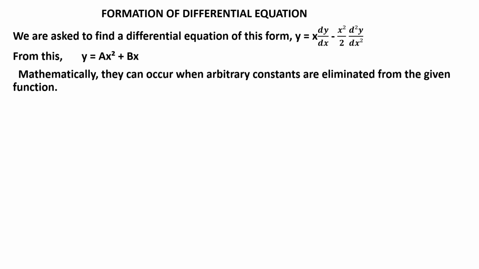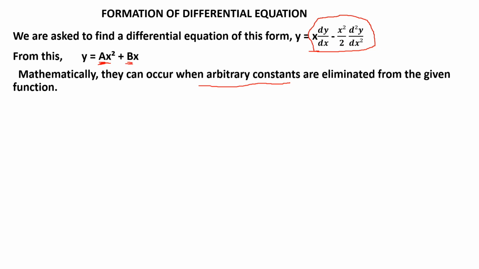We can do this by eliminating the arbitrary constants. What are the arbitrary constants? This A and this B. Because if you look at this equation that is here, did you see any A, any variable of A? Did you see it here? Or any variable of B? Did you see it there? No. We need to eliminate it. That is, we need to find a means of removing these arbitrary constants A and B.